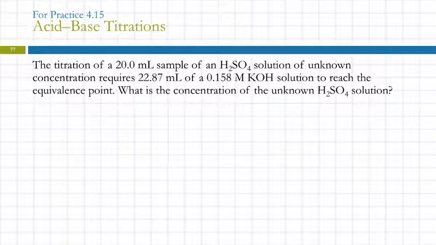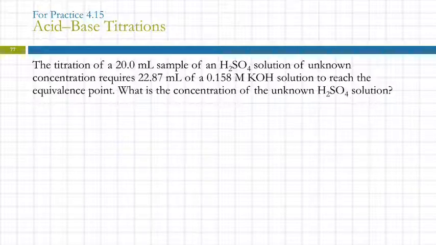So let's do a calculation. The titration of a 20 mL sample of an H2SO4 solution of unknown concentration requires 22.87 milliliters of a 0.158 molar KOH solution to reach the equivalence point. What is the concentration of the unknown H2SO4 solution?